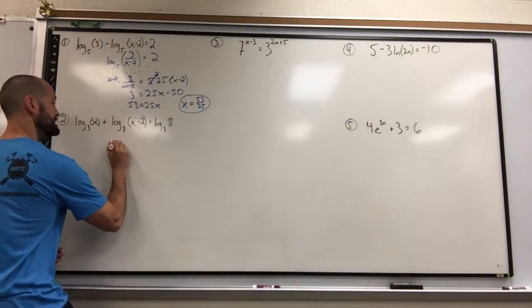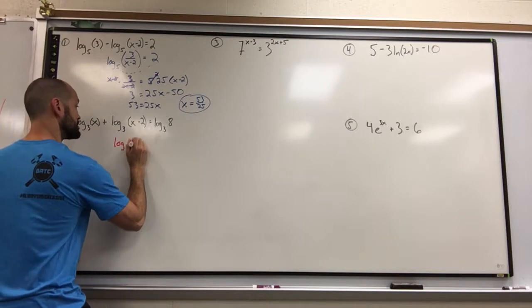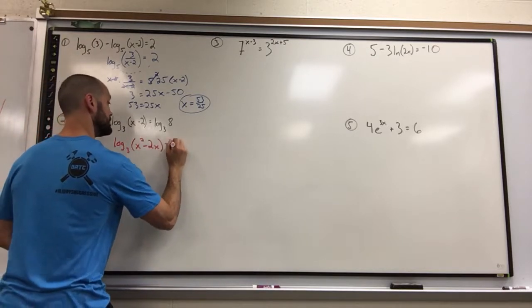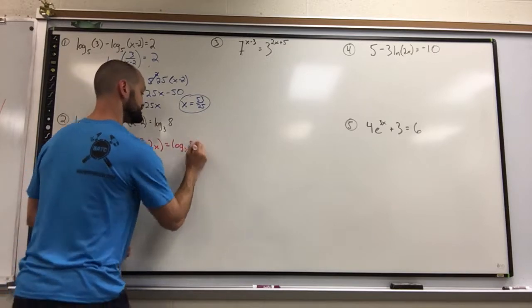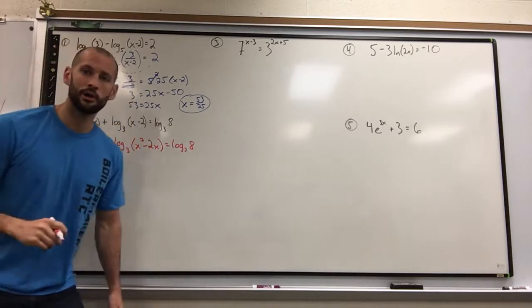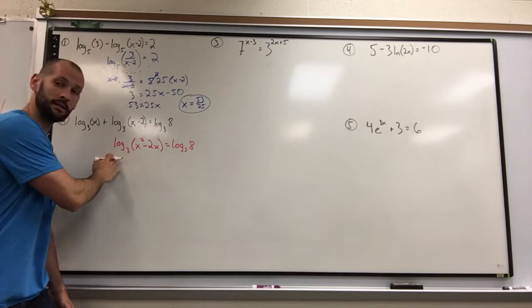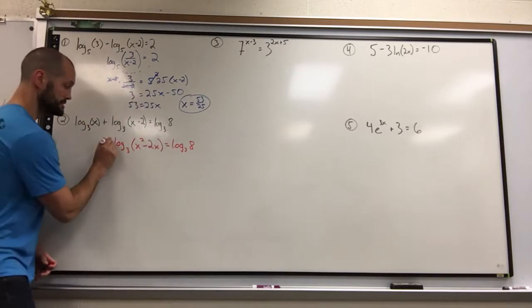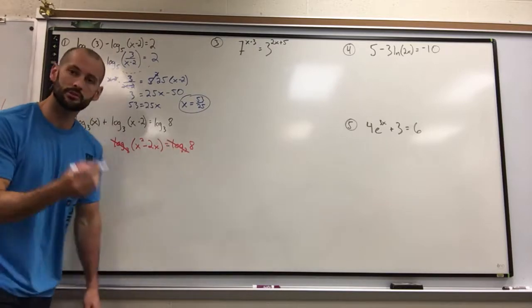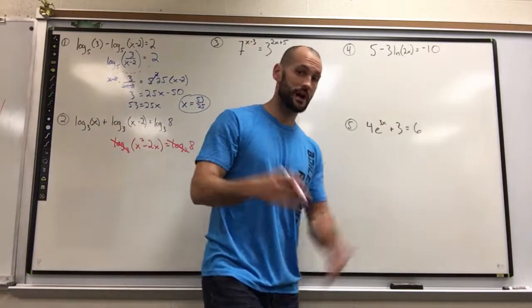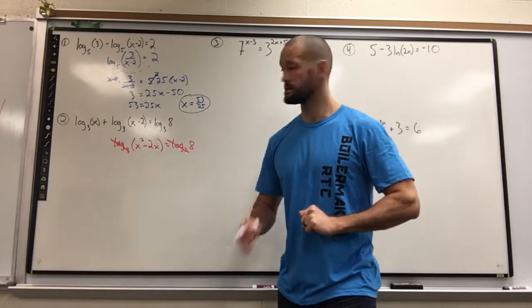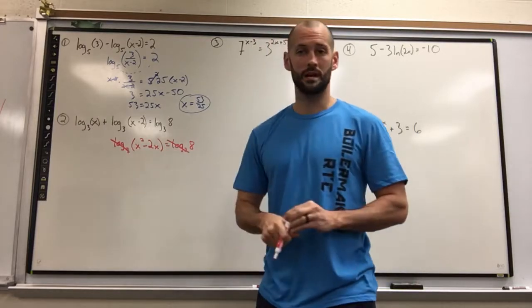So I'm going to combine these, and it becomes log base 3 of x squared minus 2x equals log base 3 of 8. Hey, look at what we have. 1 on 1. Now you're allowed to drop logarithms. This is the only time you're allowed to drop logarithms. You guys just drop them all the time. It's inappropriate to drop your logs whenever you want. There's a time and a place. So now when it's 1 on 1, we're allowed to.